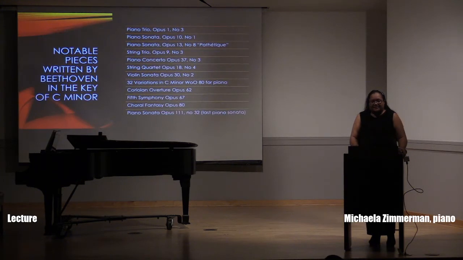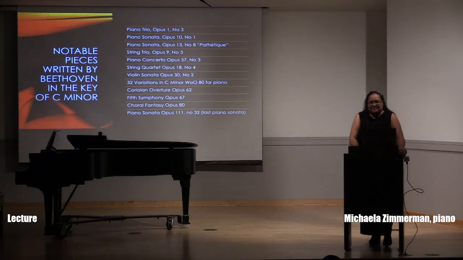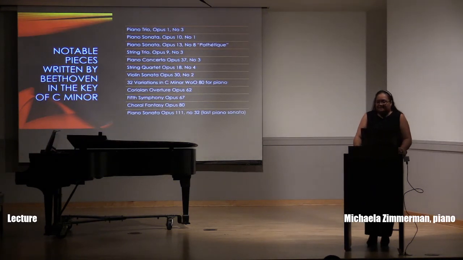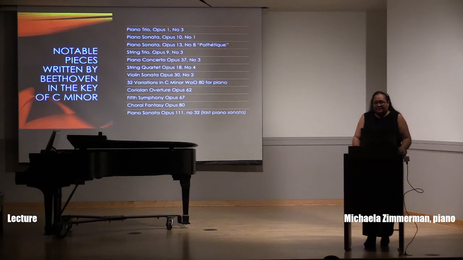A few of the notable pieces written by Beethoven in the key of C minor are shown on this slide. Some of the most notable ones are, of course, the Piano Sonata, Opus 13, number 8, Pathetique, his Piano Concerto, Opus 37, number 3, the 32 variations in C minor for piano, the 5th Symphony, and his last Piano Sonata, Opus 111, number 32.